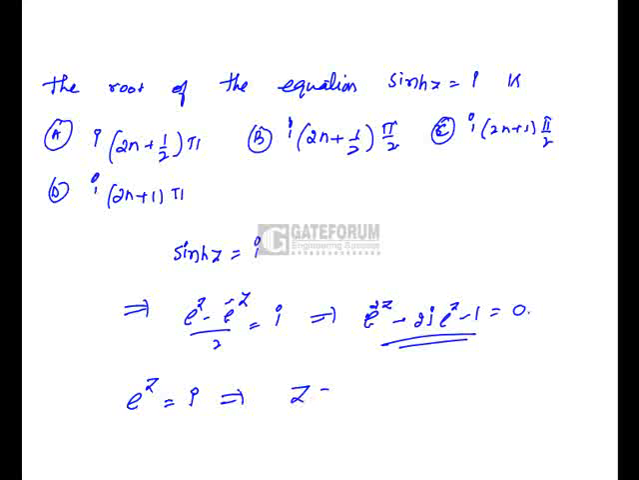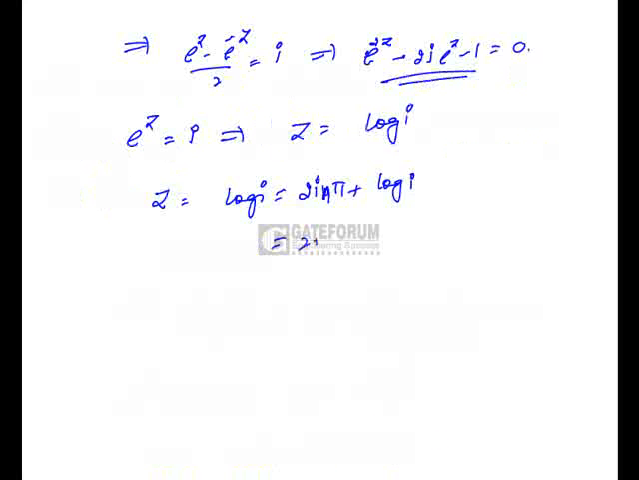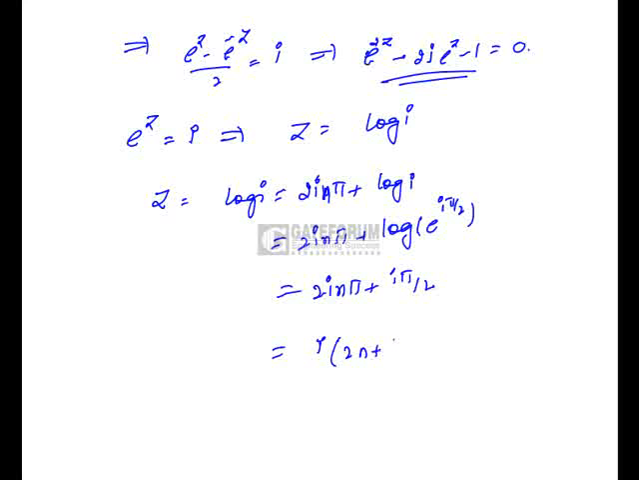That implies z will be log i. Now z is nothing but log i. This log i is nothing but 2i n pi plus log i, as it will repeat. It will be a periodic function, so we can take 2i n pi plus log i. If I write this i in terms of Euler formula, it can be written as e power i pi by 2. This can be written as 2i n pi plus i pi by 2, which is nothing but i times 2n plus 1 by 2 into pi, which is nothing but option A.